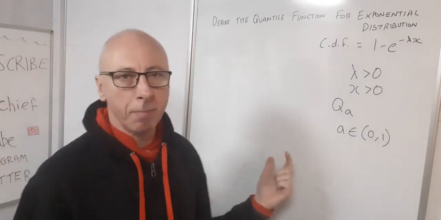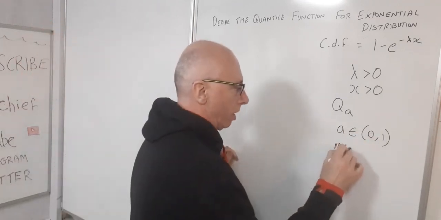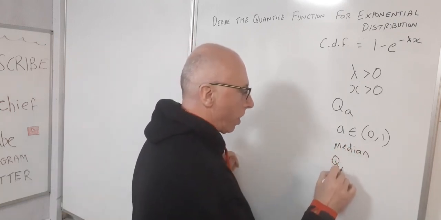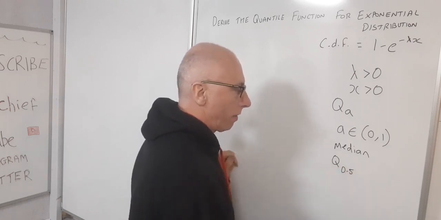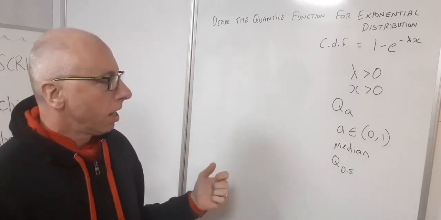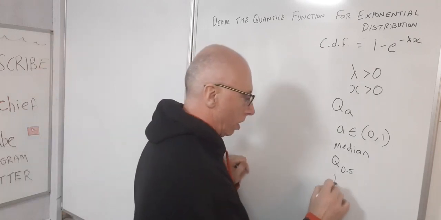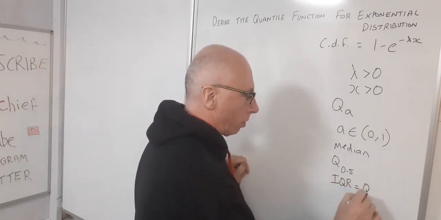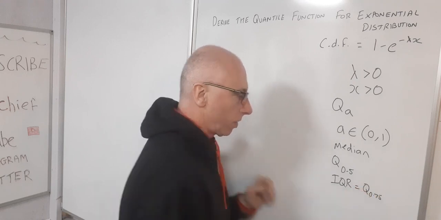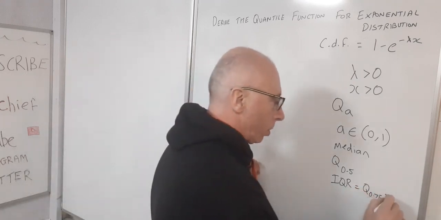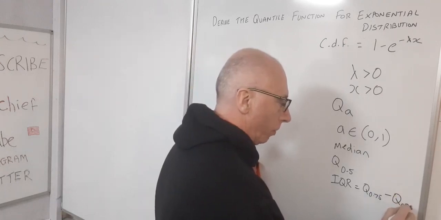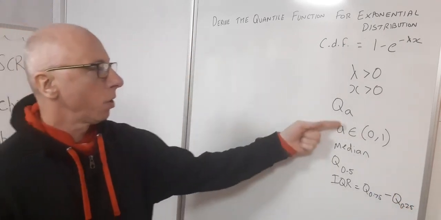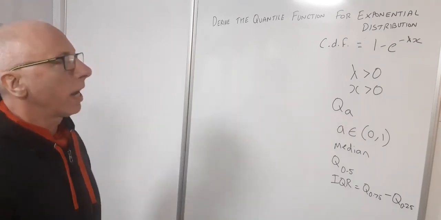For example, if you want the median, that's our middle quartile, so what we're looking for there is Q of 0.5. Now the interquartile range: if we want to calculate that, it's Q of 0.75, our upper quartile, and we subtract from it Q of 0.25, our lower quartile. But first of all, we need to find this function here, Q of a.